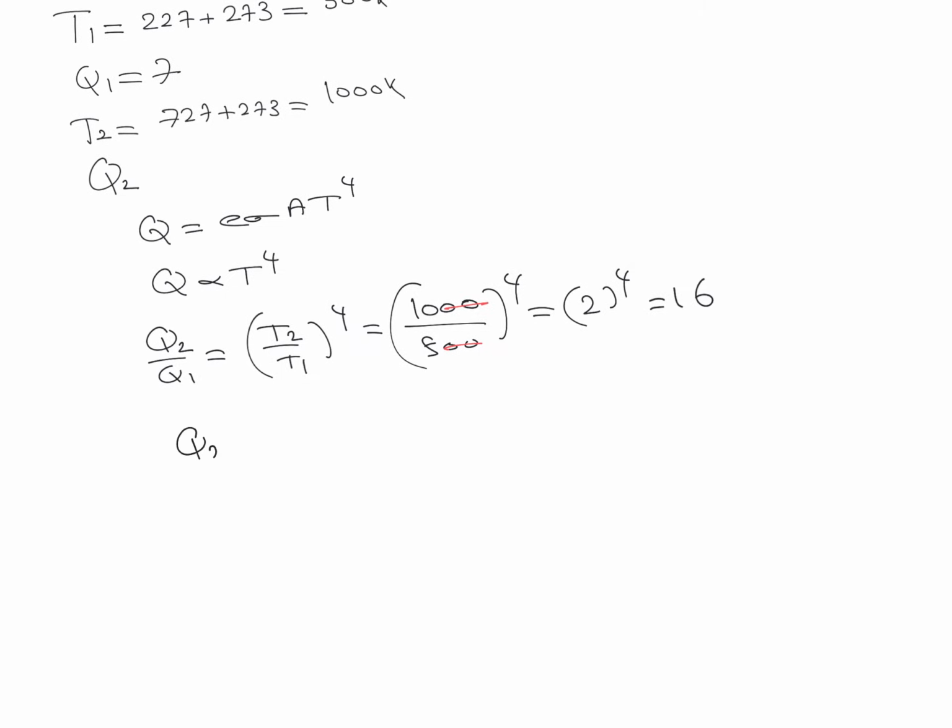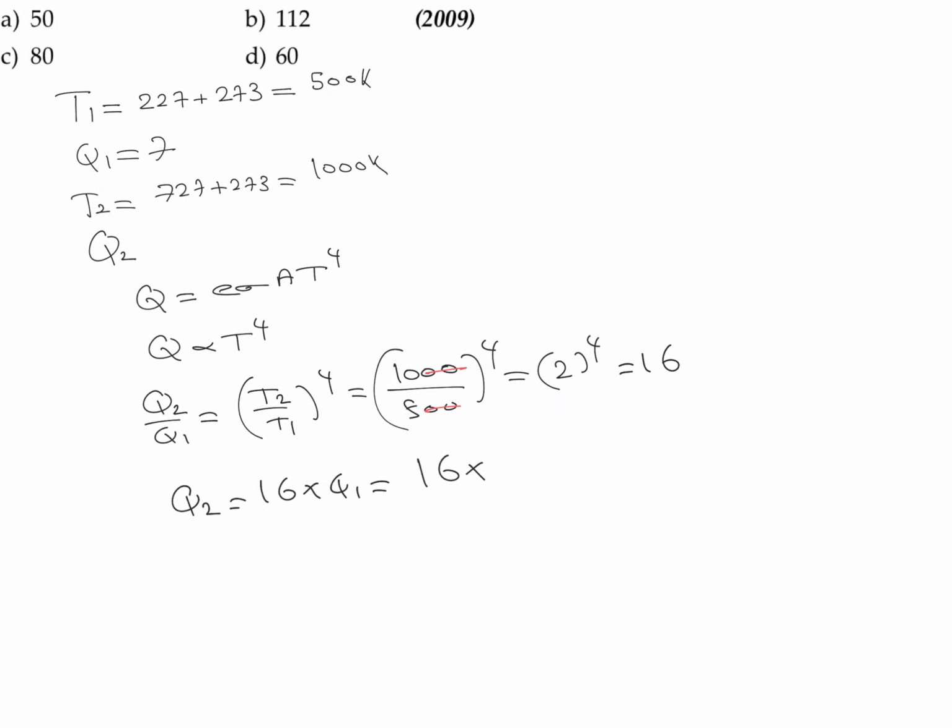So the value of Q2 can be written as nothing but 16 times Q1, and the value of Q1 over here is nothing but 7. So the answer will be 16 into 7, which is equal to 112.